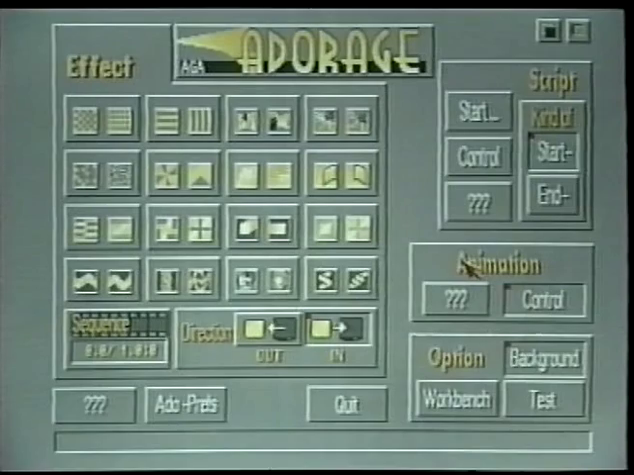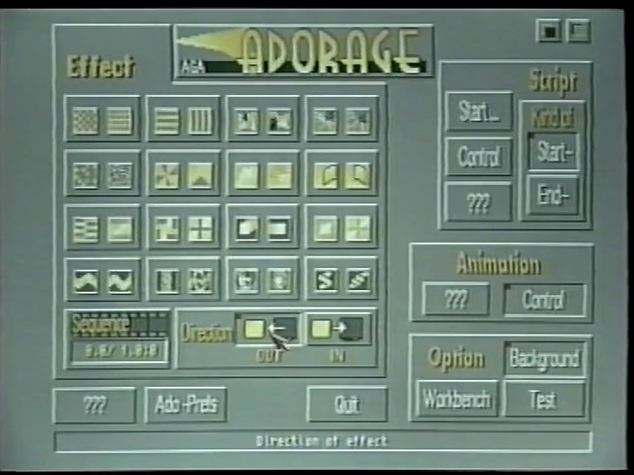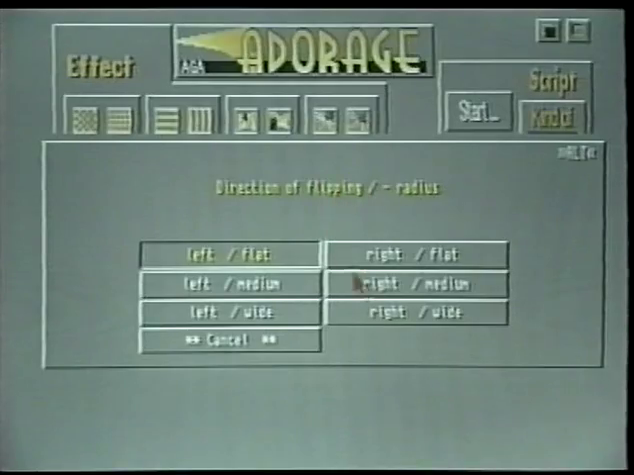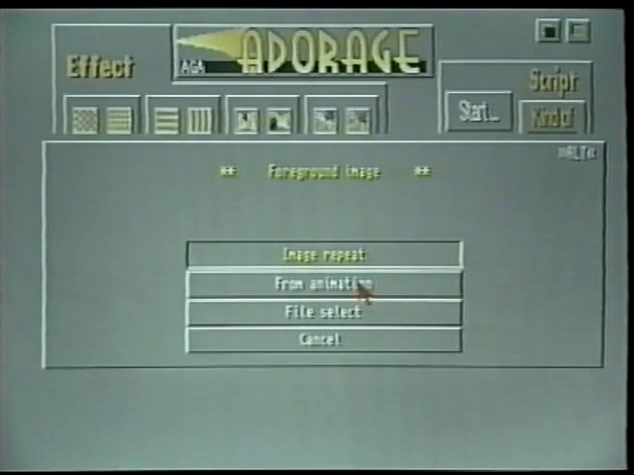The next effect I'll use is the peel or flip effect. I'm going to change the direction of the effect to an out effect. This will remove the previous last frame of the animation to reveal a completely new screen. I'm choosing right medium. And the foreground image from the animation.